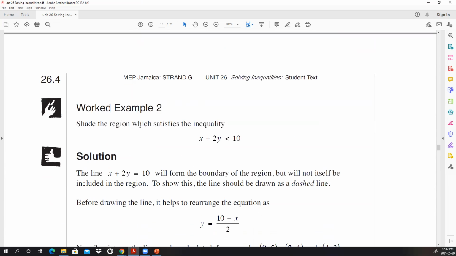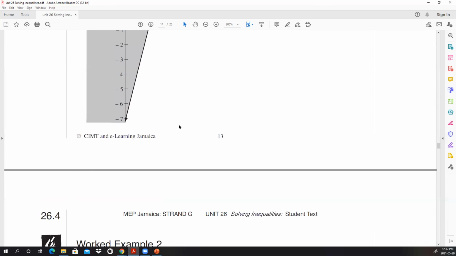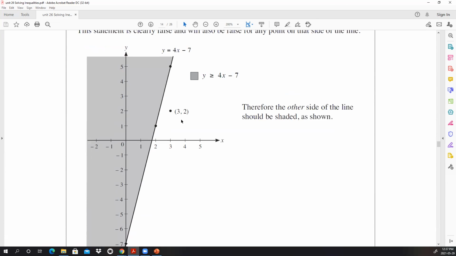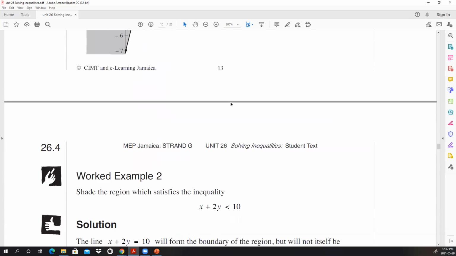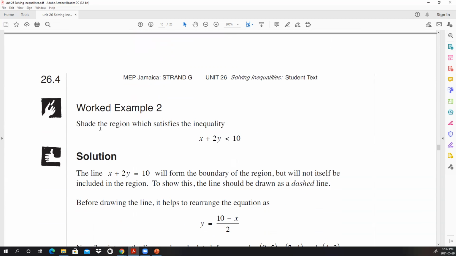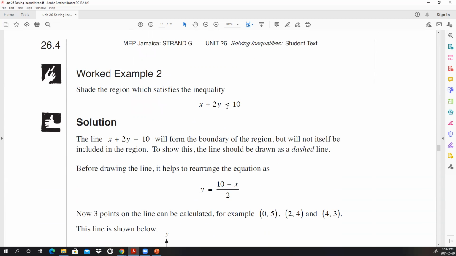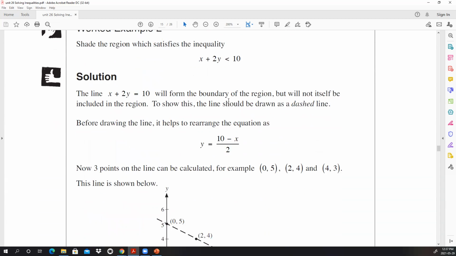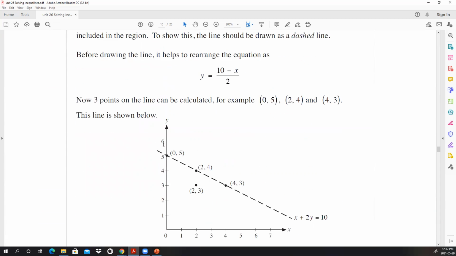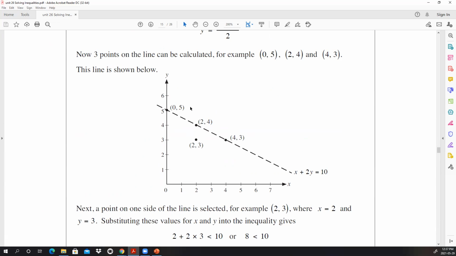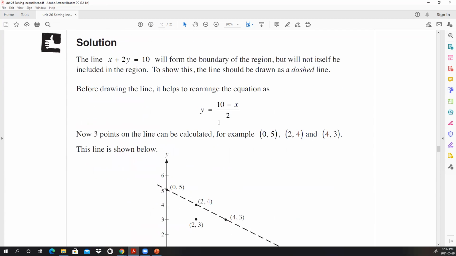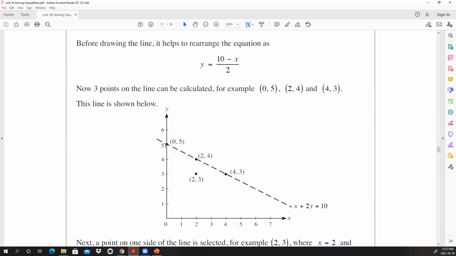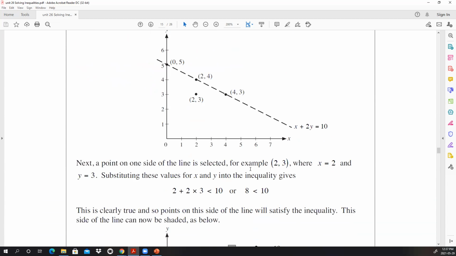So, and that's how it's done. It's just a read through; go back to the video again and see. Here's another one. Shade the region that would satisfy the inequality. Again, you draw up your line. You see how they are going through all the things, like they have multiple points right here. I just use 2 points: the y-intercept, the x-intercept, and I'm good.